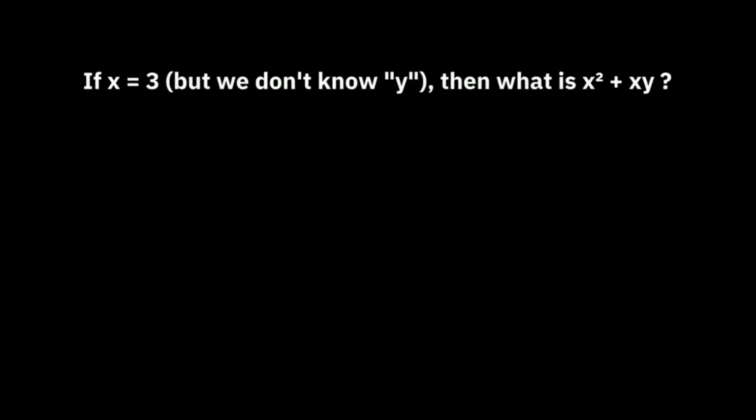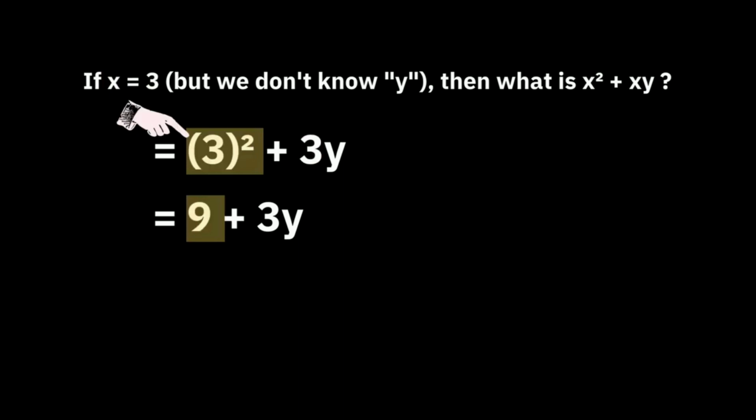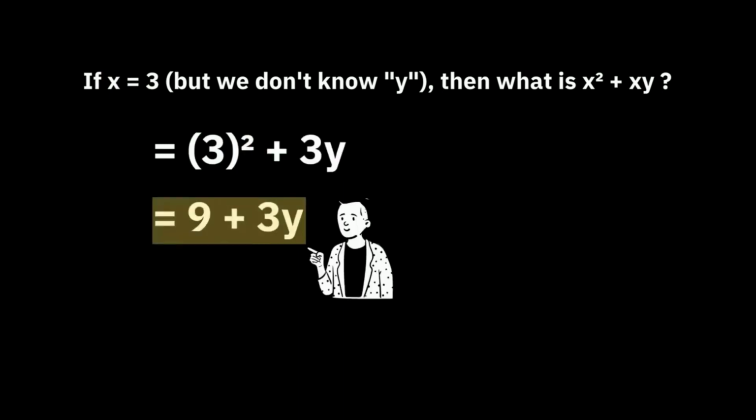And for the last and final example, what if we have X equals 3, but we don't know Y? Then what is X squared plus XY? First of all, we need to put 3 where X is. So we have X squared, so we change it to 3 squared, plus XY, so we change the X to 3, and Y will remain the same. So 3 squared, that is 9, plus 3Y. That is as far as we can get.